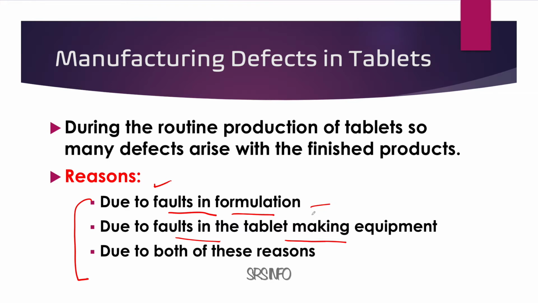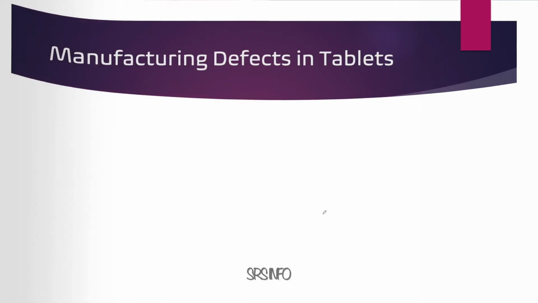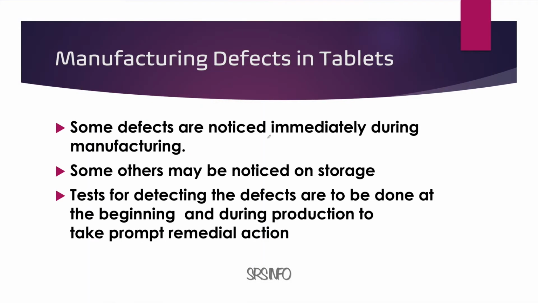Now let's understand these defects in detail. Some defects are noticed immediately during manufacturing, during the production process, and some others may be noticed at the time of storage. The tablets are ejected out from the dies, and after that, when it is time to pack and store, some types of defects may be noticed at the time of storage.